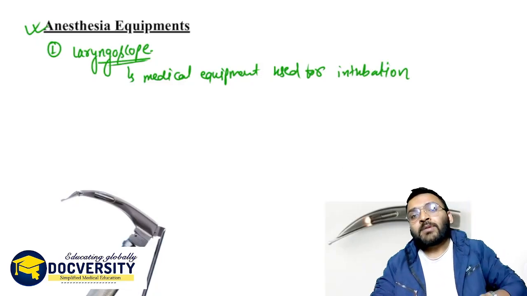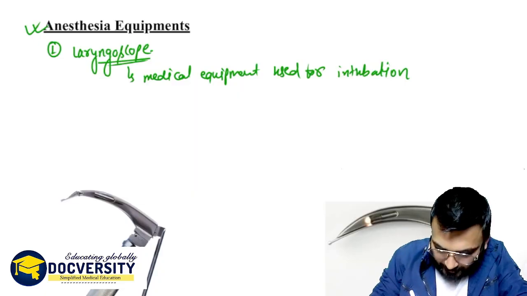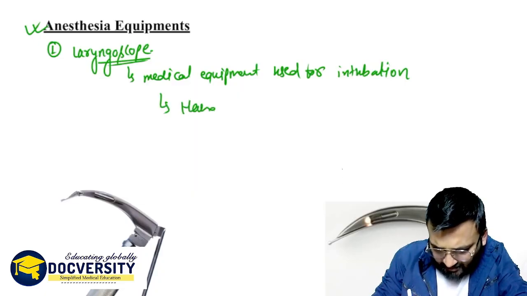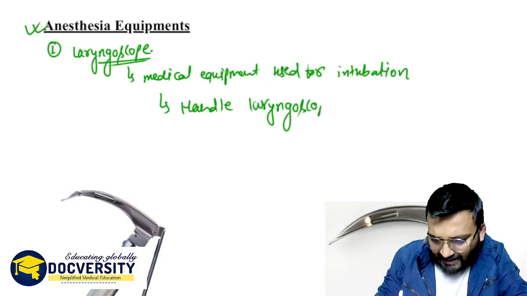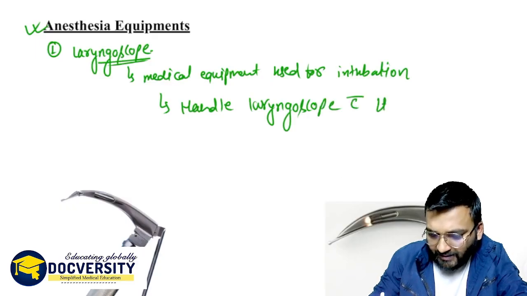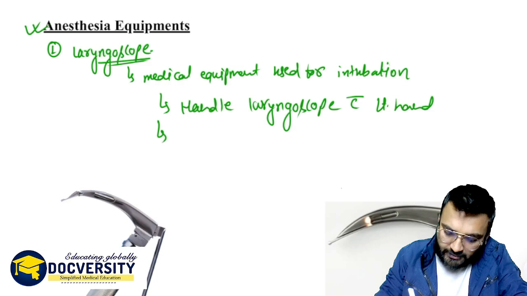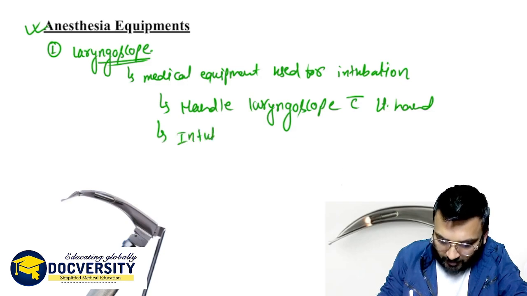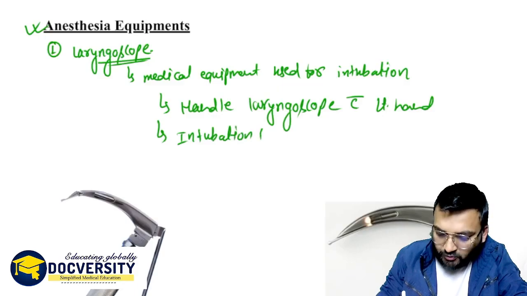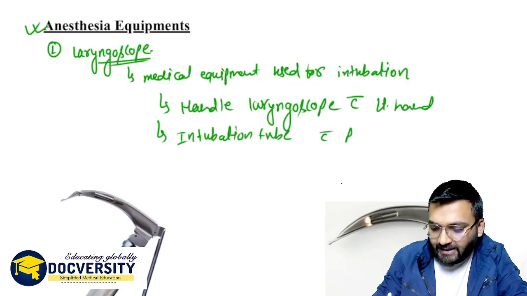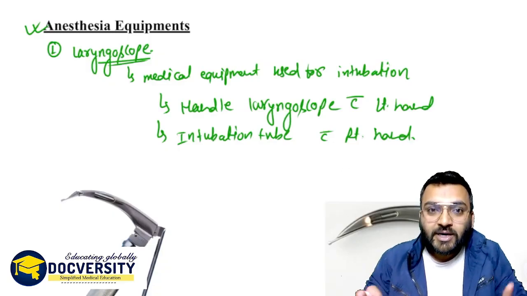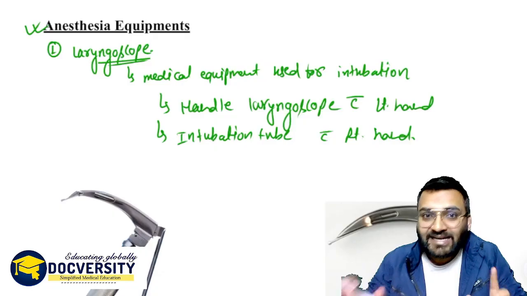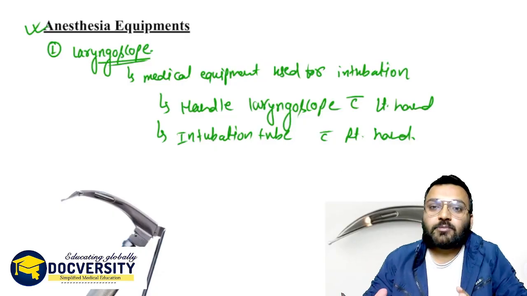always handle the laryngoscope with the left hand, and the intubation tube with the right hand, always. Okay, very important. Always, while you are working, while you are practicing, you will handle the laryngoscope with the left hand and the intubation tube with the right hand.